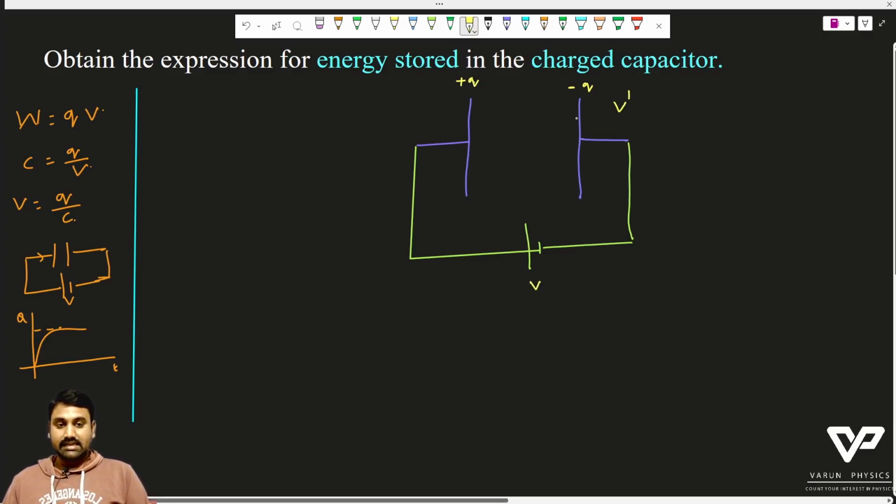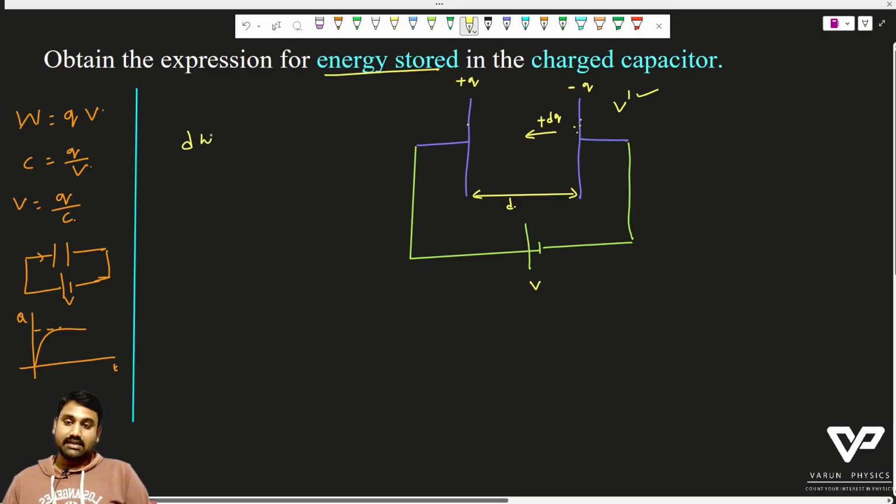So from here, what happens is plus dq is transferring from this plate to this plate through a distance of d. Energy stored is nothing but work done against the system. Here also, work is being done in transferring dq from this plate to this plate against this potential V prime.